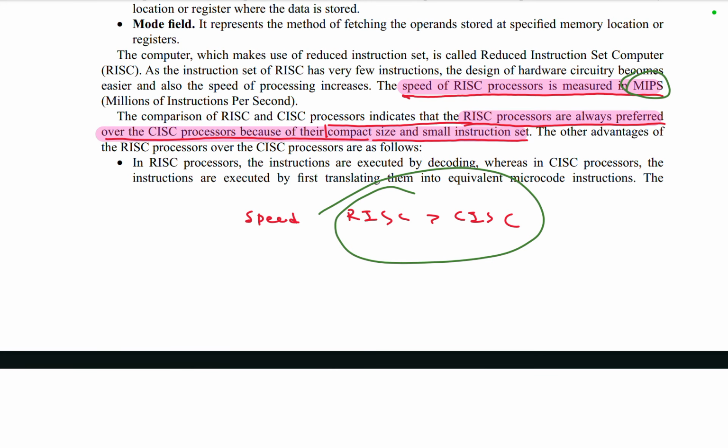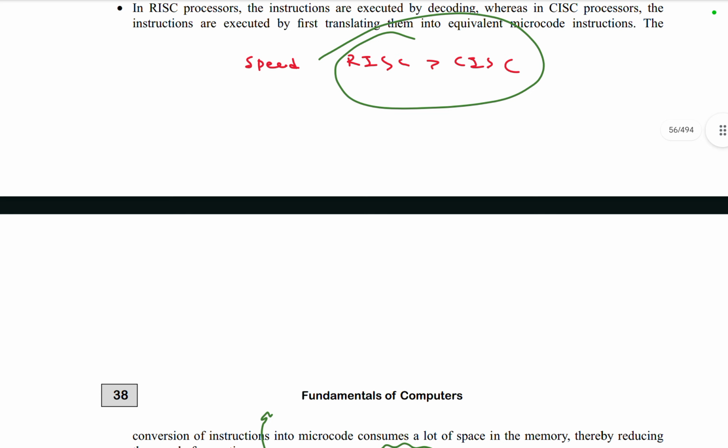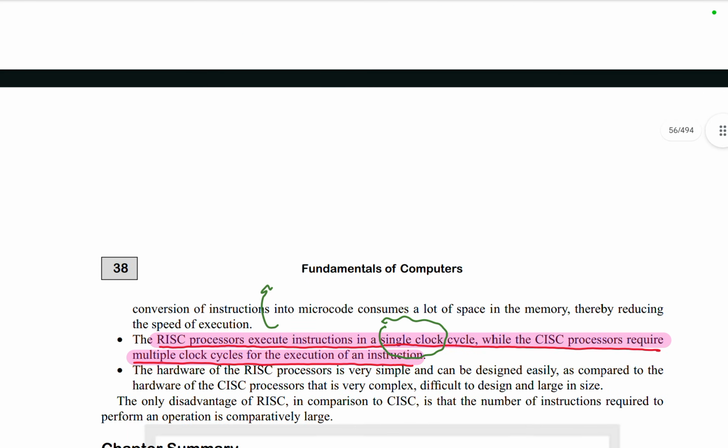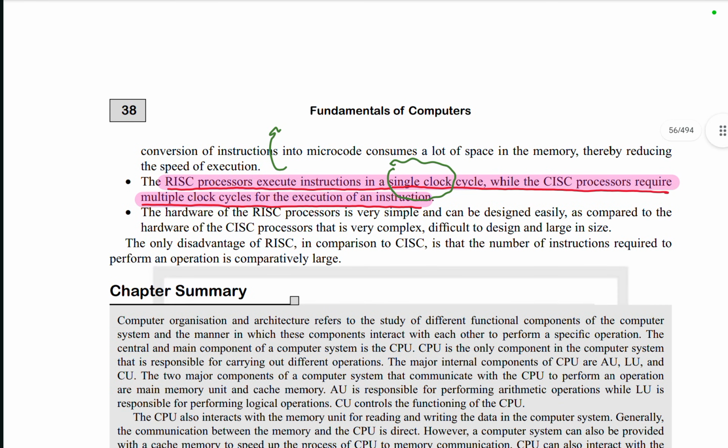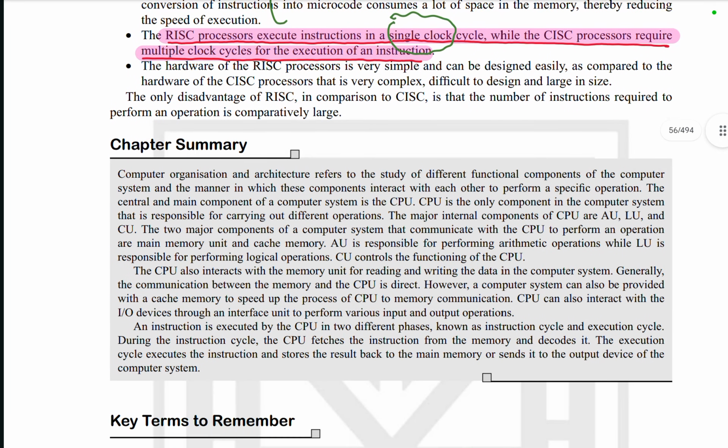RISC processors are always preferred over the CISC processors because of their compact size and small instruction set. RISC speed is greater than CISC. RISC processors execute an instruction in a single clock cycle, while CISC processors require multiple clock cycles for the execution of an instruction.